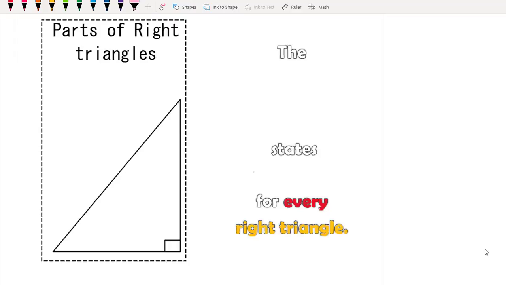So we're going to start today with learning the names of parts of right triangles. When we're talking about a right triangle, it's important to note that somewhere in that triangle, one of the three angles, specifically this one right here, is going to be a right angle, which has a measure of exactly 90 degrees.